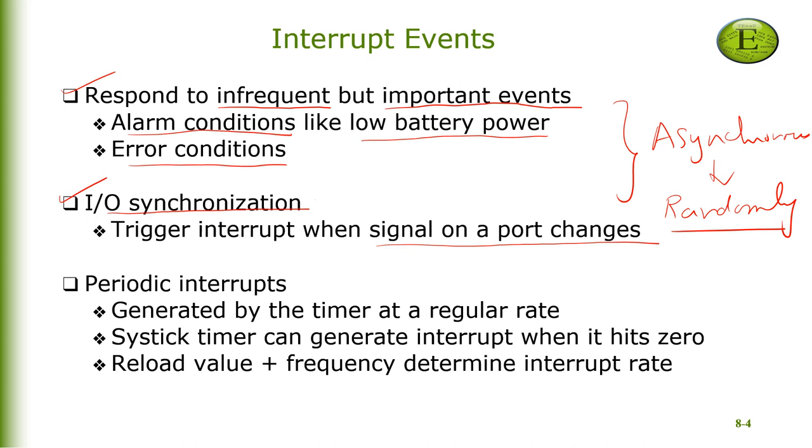There are other types of interrupt events which occur more periodically. We call them periodic interrupts. The most common type would be the interrupt generated by the timer on the microcontroller, such as the SysTick timer, as we studied previously. An interrupt can be generated by the SysTick timer as soon as it has finished its countdown. That's when we respond to the interrupt by modifying the reload value, or we can also think about changing the interrupt rate, etc.